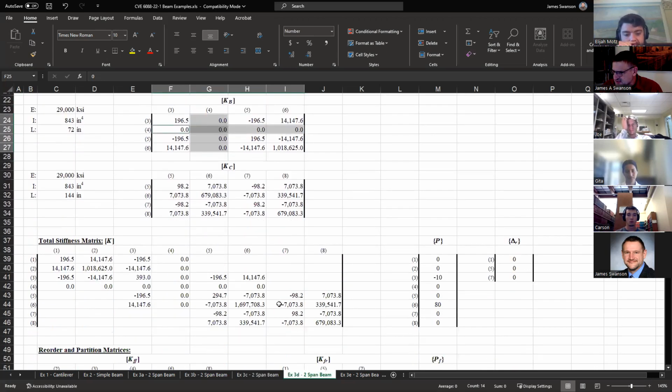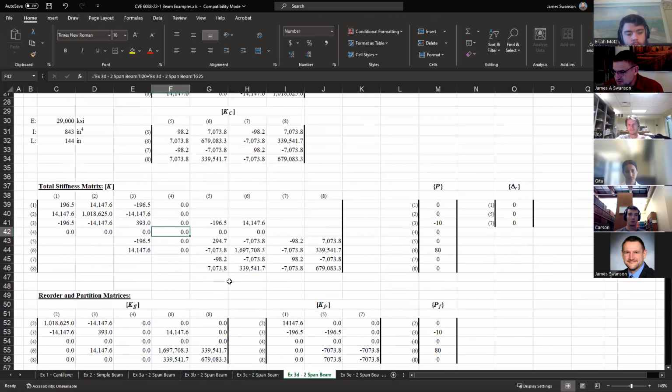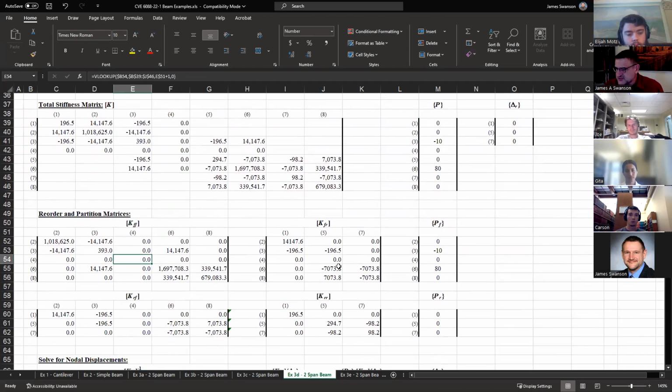When we go through and assemble our stiffness matrix, we have a zero element on the diagonal. And so that global structure stiffness matrix, even the reordered and partitioned, has a zero element on the diagonal. And so that means that free stiffness matrix is no longer positive definite. And that says that there's going to be an instability in the model. The structure that we're trying to model is unstable, is what that means.